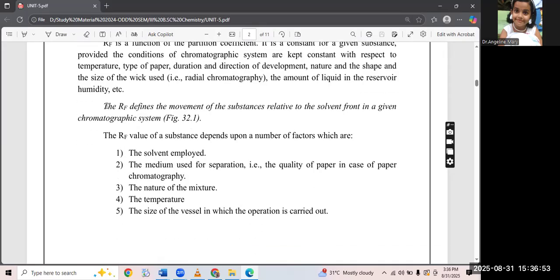So in 2 marks, they will ask to define RF. RF defines the movement of a substance relative to the solvent front in a given chromatographic system.